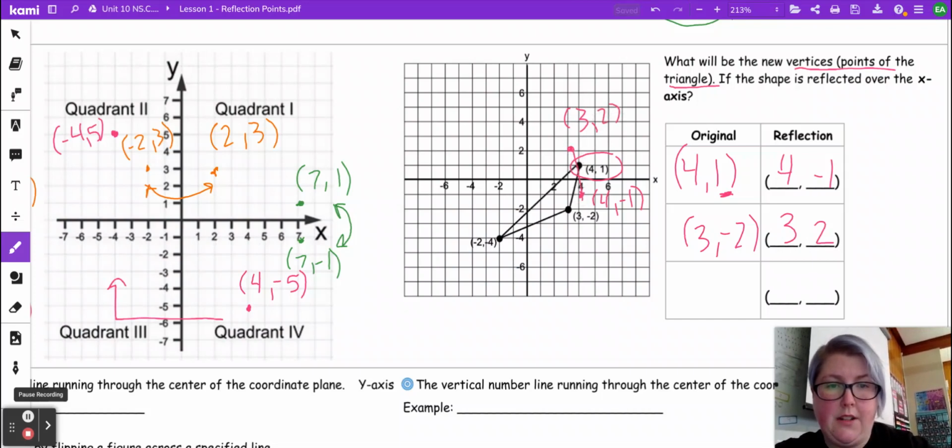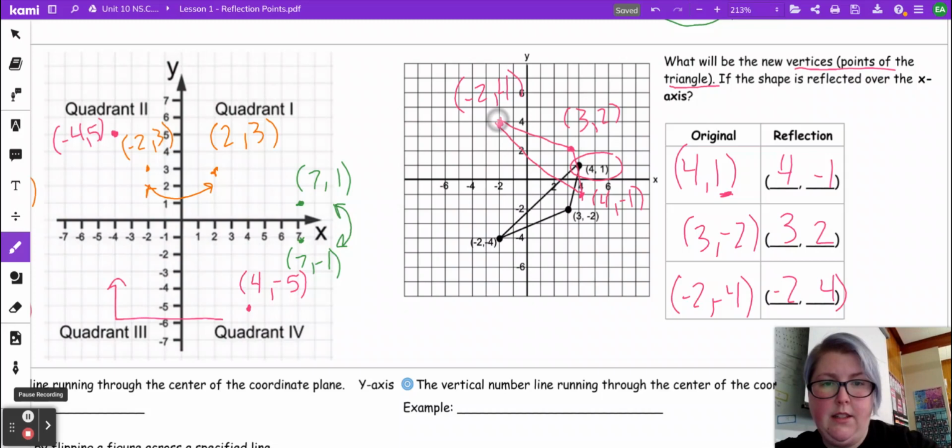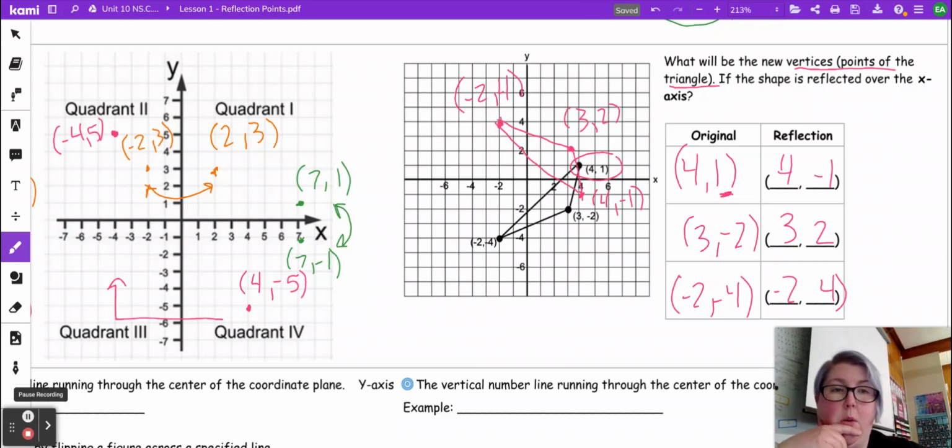We're going to connect those two. And then our last point, (-2, -4), becomes (-2, 4), positive 4 up here. So negative 2, positive 4. So all we need to do now is connect our lines, and we have now reflected this triangle over the x. All of the y coordinates are opposite of what they started as.